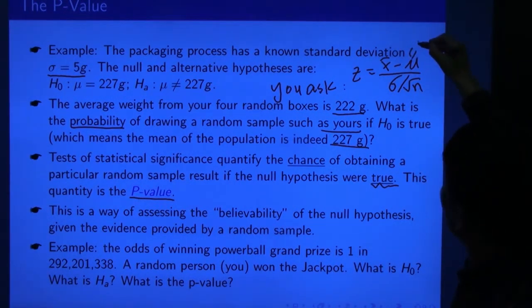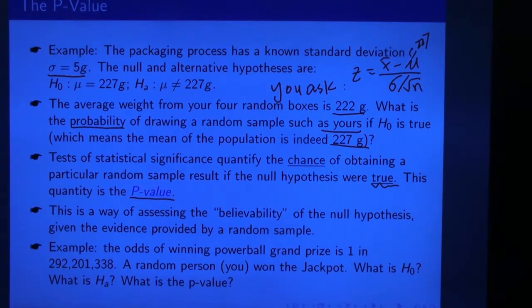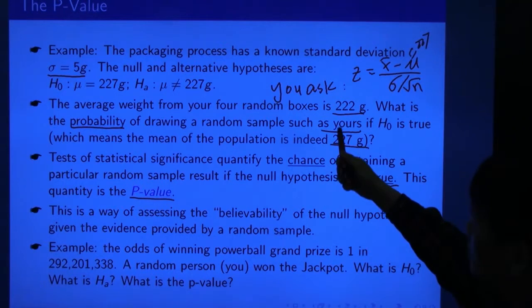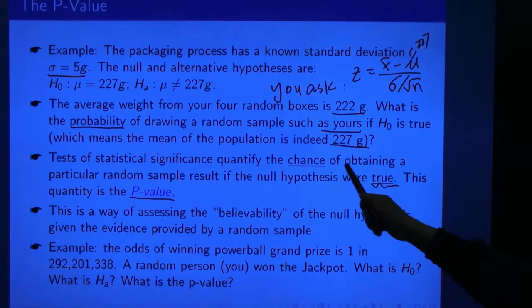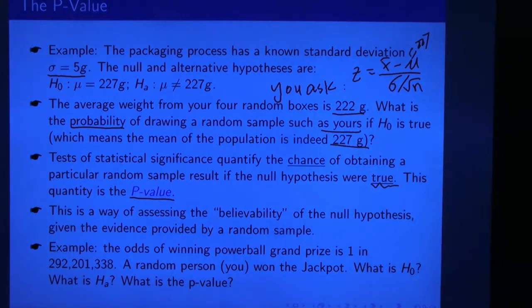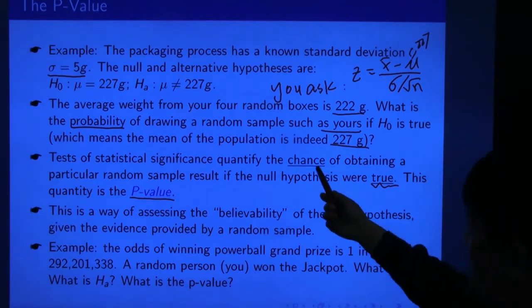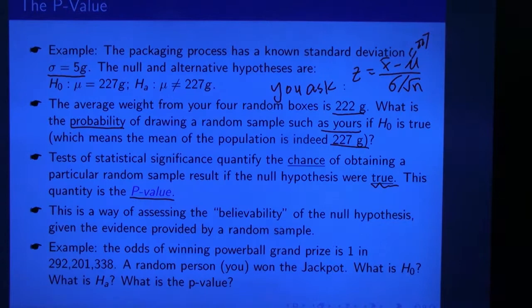So here, this equals 227. We assume this is true, then what is the chance we get a random sample whose mean is 222? We try to calculate this probability, and this chance is called the p-value. So it looks like we already know how to calculate the p-value. Now, the most important part is we need to try to understand the meaning of the p-value.